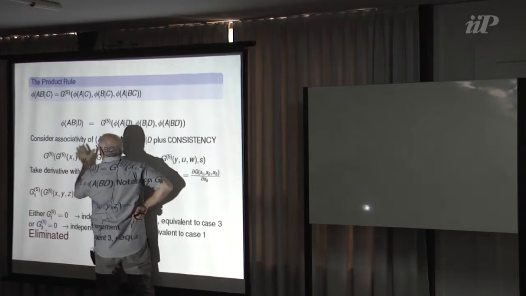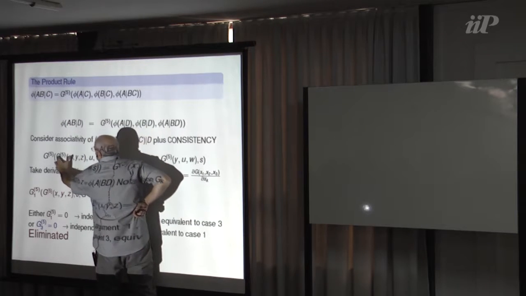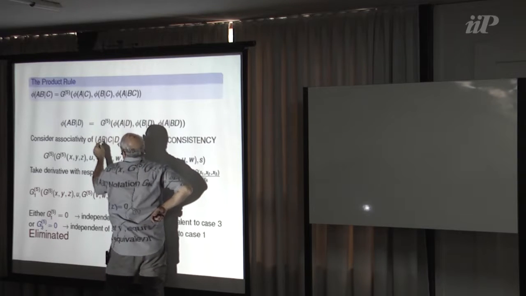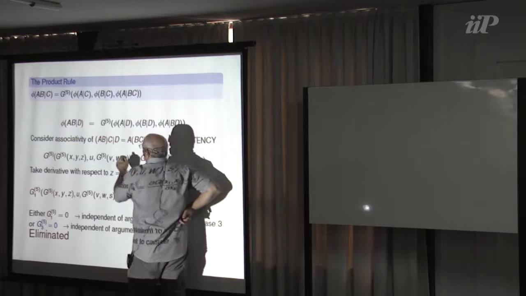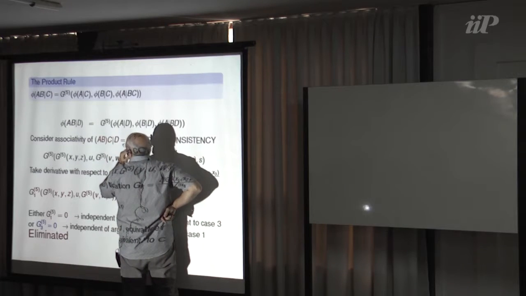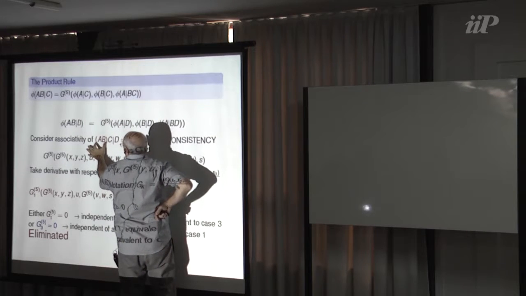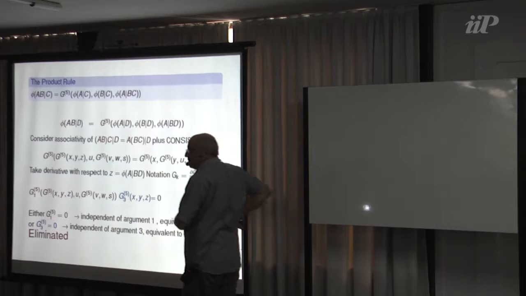So the first one is also an A and B, so it's going to be written by a G function. Then the second argument is C, which I'm just calling U. And the third argument is the first argument, which in this case is an A and B, which is also going to be written as a G function.